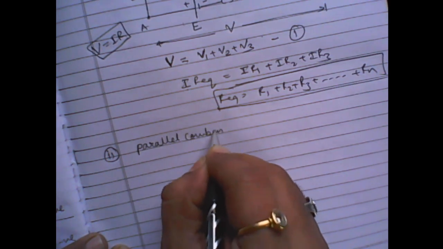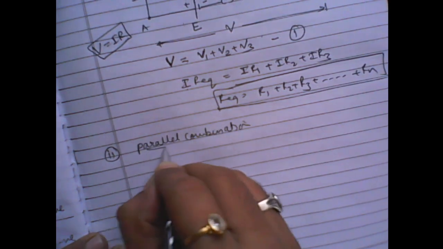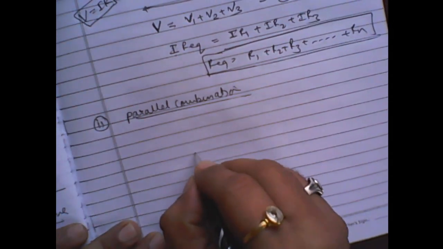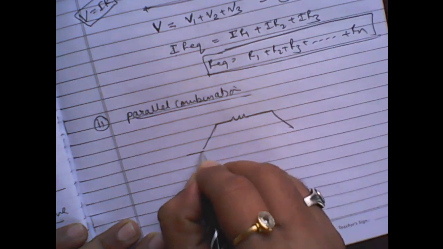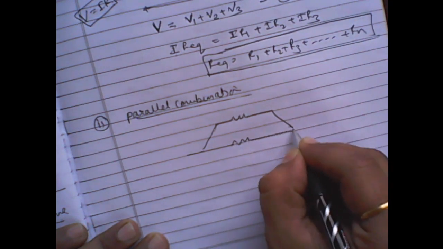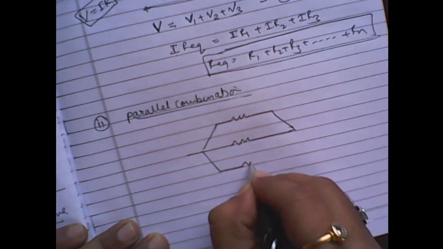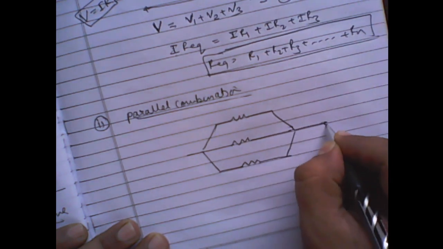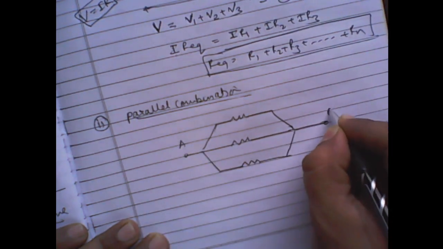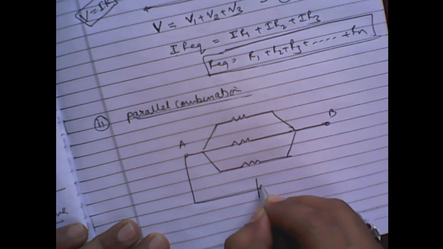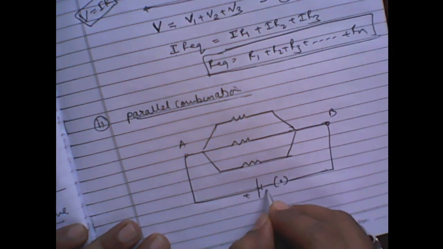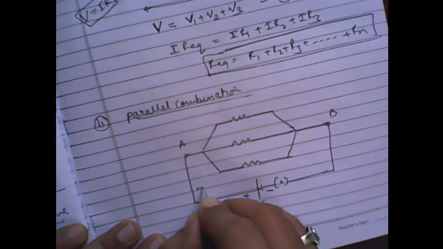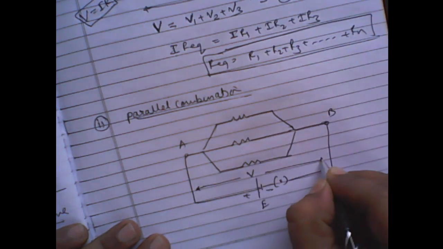In this combination all the resistors are connected between two single points. For example, this is resistor R1, this is resistor R2, and this is resistor R3. They are connected between 2 points A and B. Okay, and this AB is connected to a battery, a key, and the circuit is complete. So this is plus minus, EMF is E. So the potential between A and B is V, and V is applied to all.